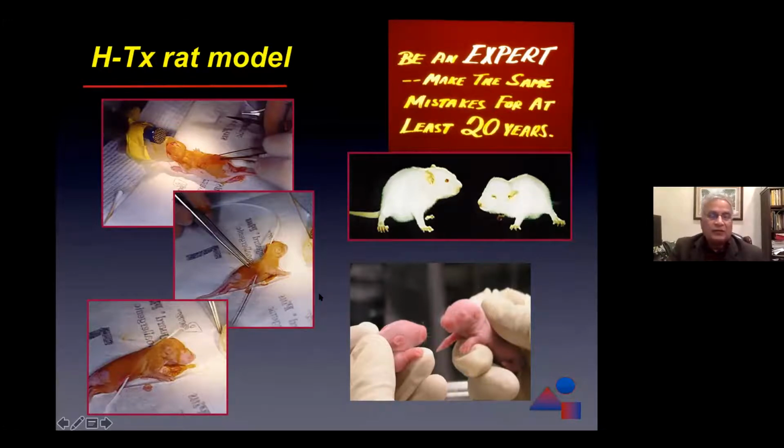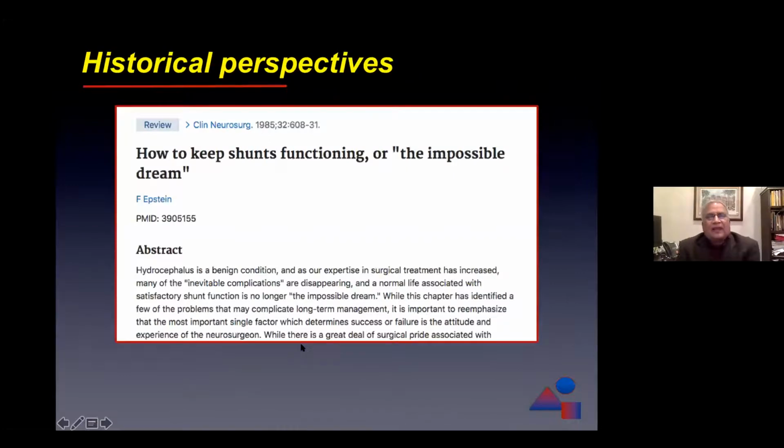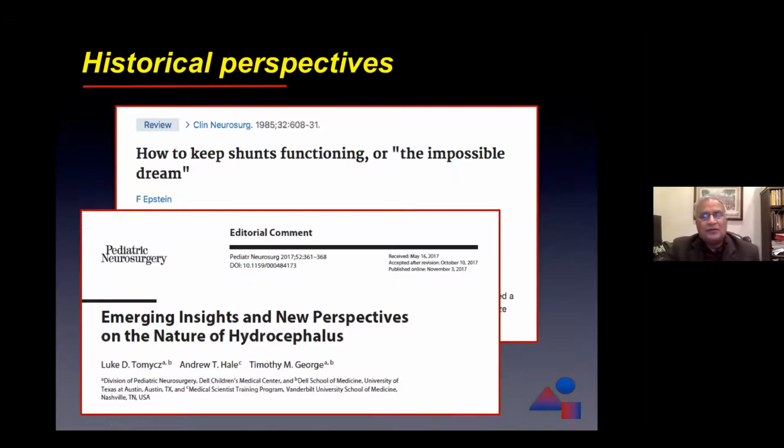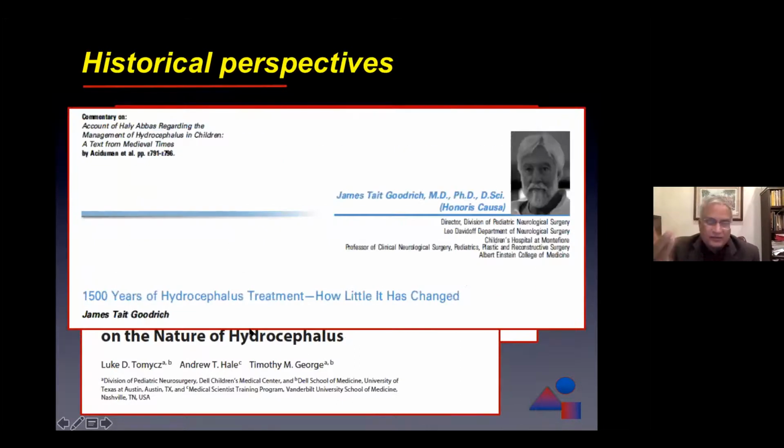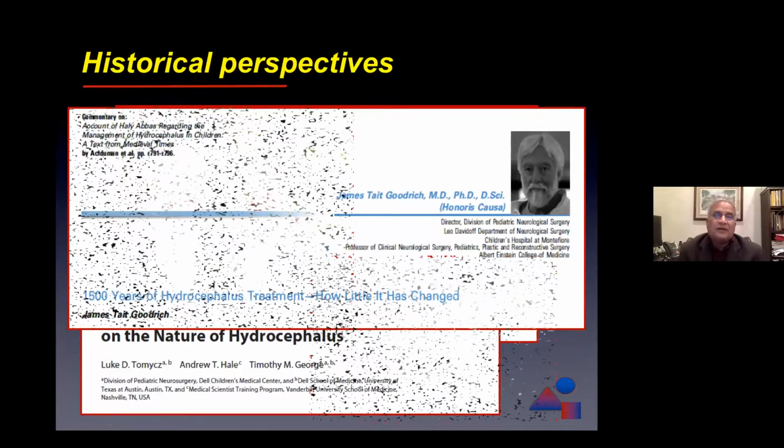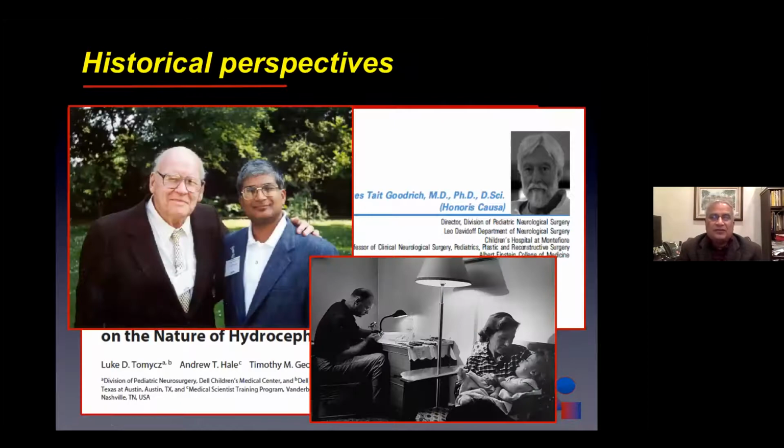Just so I'm an expert in rat shunting. It doesn't mean anything. I've made the same mistakes in rats I have with taking care of humans. Fred Epstein, bless his heart, a world-renowned pediatric neurosurgeon, said, look, it's a dream. Tim George, the predecessor to mine, pediatric neurosurgery editor-in-chief, same problem, how can we do this? And most recently, we lost Jim Goodrich this year due to COVID. And he said the same thing. What is the change? Nothing in 1,500 years.